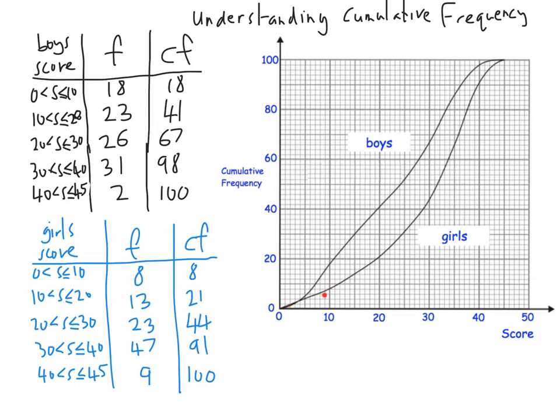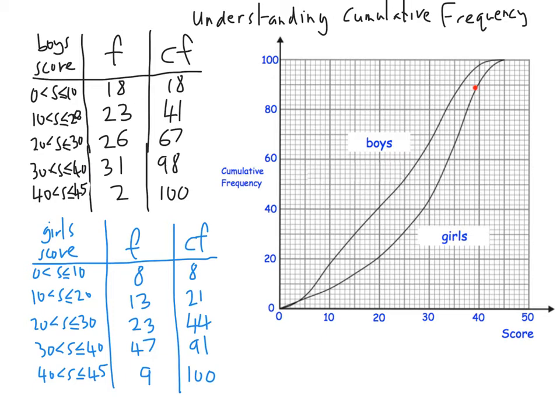group. Okay. However, there'll be a change, and when you look at the bottom here, one from last, there's 47 in the group 30 to 40, only 31 in this group. So how does that look in the graph? Well, because there's 47 to 31, the girls should be a lot steeper, and it is, than the boys at that stage. Okay, so the girls is rising from 44 to 91. The boys is rising from 67 to 98.